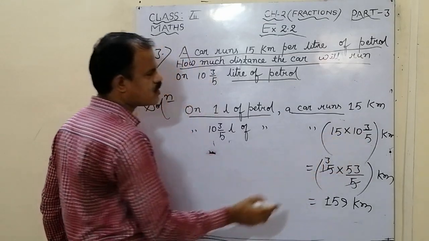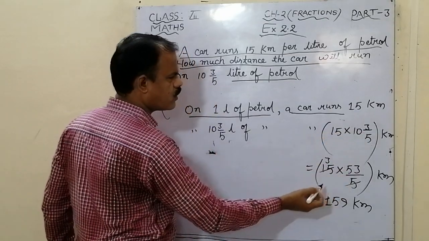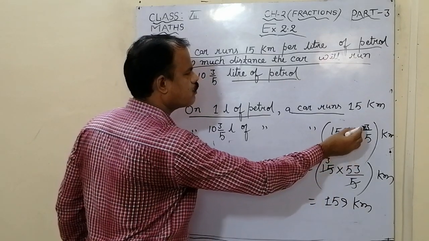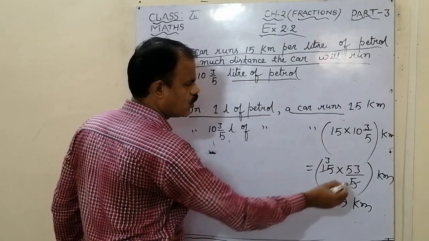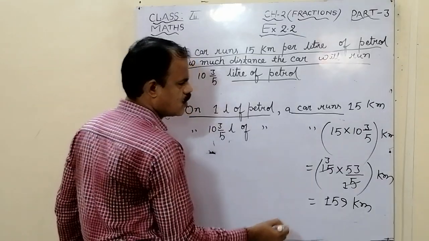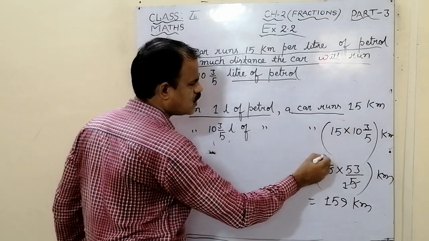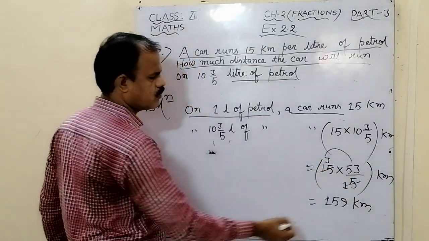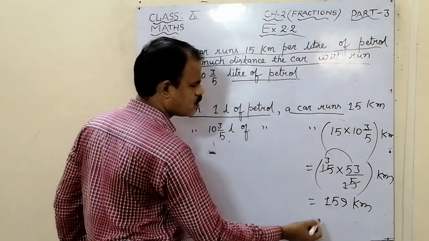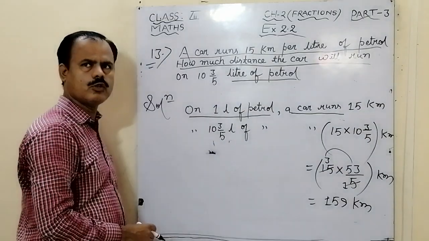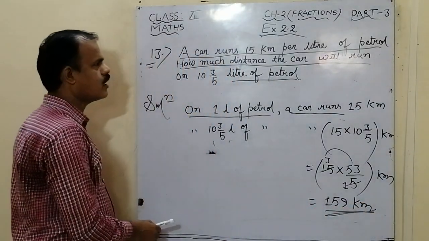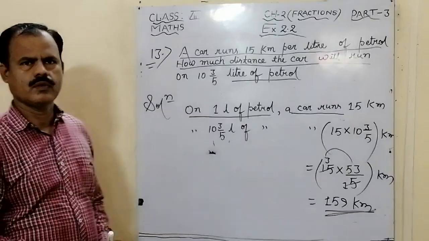This is a mixed fraction, so we have to change it into an improper fraction. It becomes 15 multiplied by (5 tens are 50 plus 3) 53 by 5. When we cut, 5 ones are 5, 5 threes are 15. So in the numerator place, 3 multiplied by 53 becomes 159, and at the denominator place it is 1. So 159 by 1 kilometer means 159 kilometers, and this is the final answer.